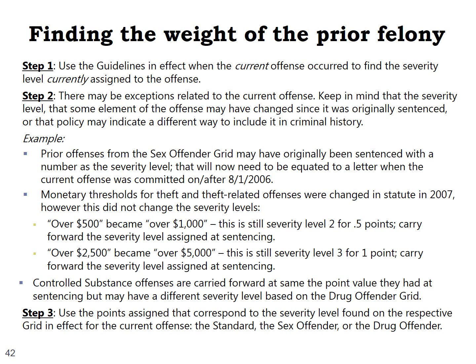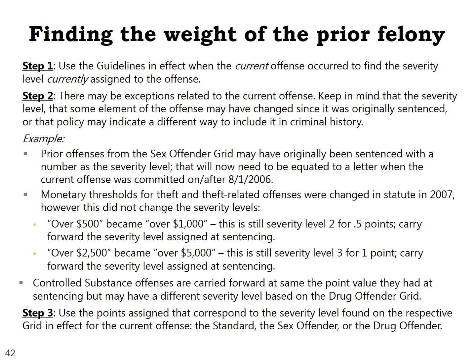So you might have a criminal sexual conduct first degree that was sentenced in 2000 at a severity level 8. Well, now a criminal sexual conduct in the first degree is a severity level A. So that would be the severity level that you would use to then find the points.